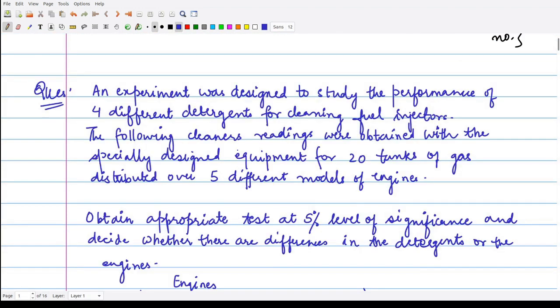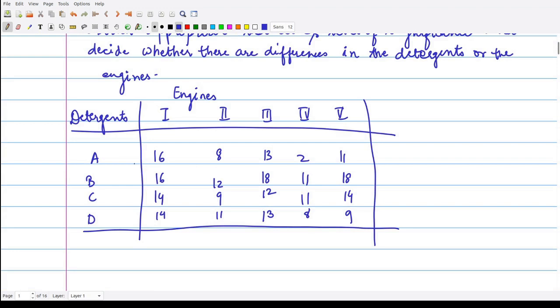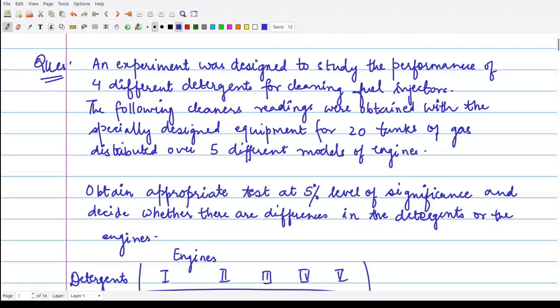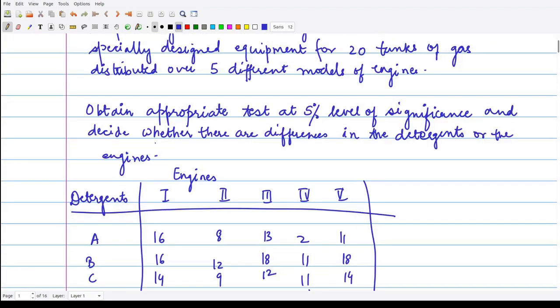An experiment was designed to study the performance of 4 different detergents. So we have 4 detergents A, B, C and D, and moreover we are to study engines. So we have 5 engines here. An experiment was designed to study the performance of 4 different detergents for cleaning fuel injectors. The following cleaner readings were obtained with the specially designed equipment for 20 tanks of gas distributed over 5 different models of engine. So we have 5 different engines.